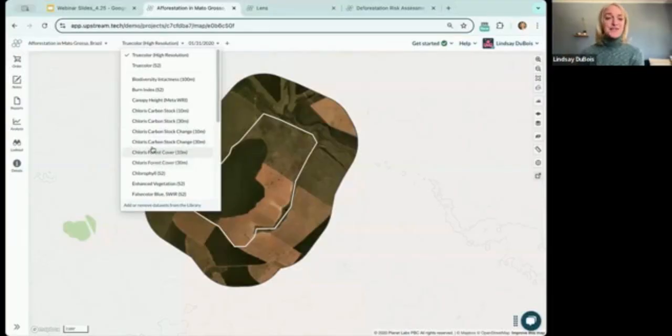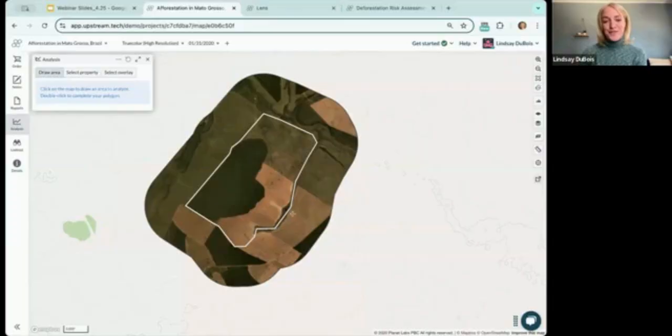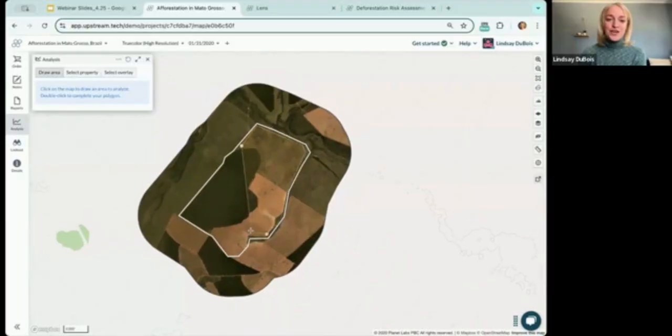So all 3 of those data sets come with any orders. With that, I am going to click on analysis once again, but rather than looking at historical biomass for the entire property, maybe I really just want to focus on where I intend to plant. So I'm going to leave this on draw area, and you can see here that I'm able to highlight and click and draw my own shapefile of where exactly I would want to run this analysis.